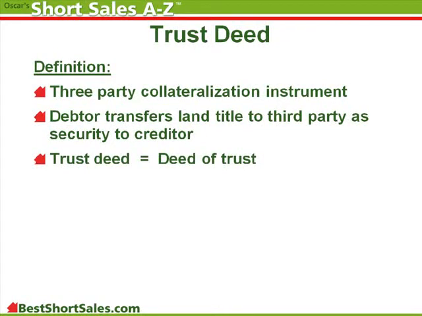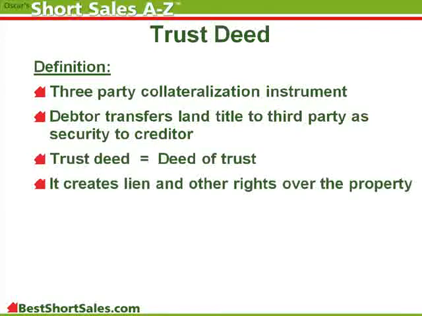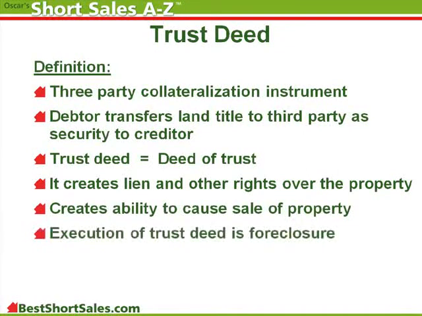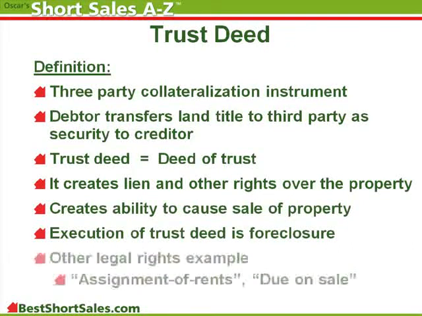Another name for trust deed is deed of trust. Deed of trust and trust deed are synonymous terms. A trust deed creates a lien and other rights over a property. The main legal right a trust deed creates is the ability to cause the sale of the property for obtaining the funds to pay off the obligation. Causing the sale of a property is known as execution of trust deed. Execution of trust deed is foreclosure.